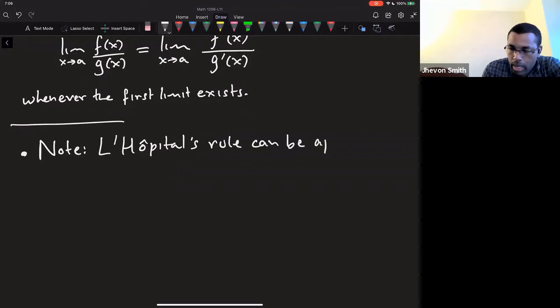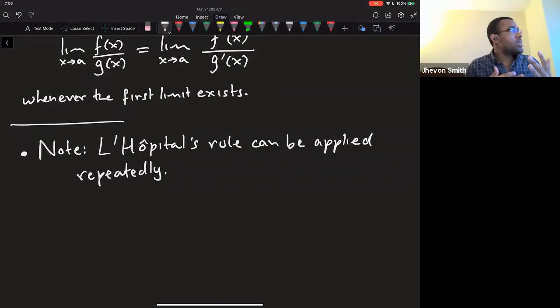Can be applied repeatedly. Occasionally what can happen is that you try to take a limit and it approaches 0/0 or infinity over infinity. You do L'Hopital's rule, so you differentiate the top, you differentiate the bottom, and you take the limit again. And that kind of behavior happens again, like you again get 0/0 or infinity over infinity. It turns out that you could apply L'Hopital's rule a second time, or a third time, or a fourth time. You can apply it any number of times you'd like.